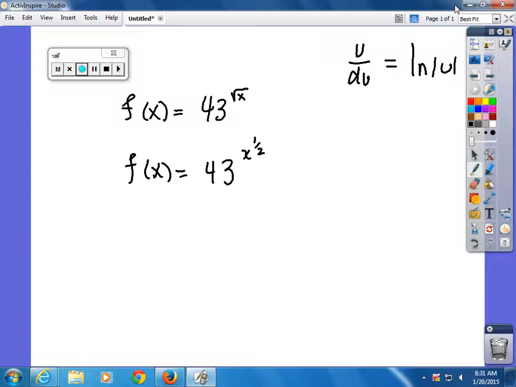So what can you do? Y'all can talk, can't you? No, you're talking about solving. You're solving. That's what you do when you solve. We're not solving, we're finding the derivative.